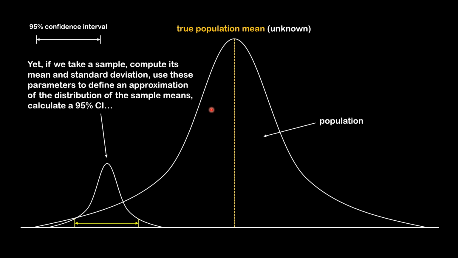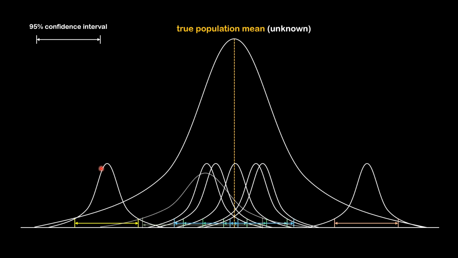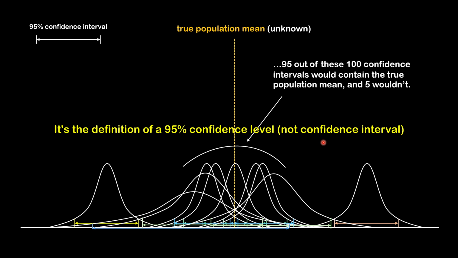And yet, if we take a sample, compute its mean, its standard deviation, and use these parameters to define an approximation of the distribution of the sample means, and then calculate a 95% confidence interval for this particular sample, and then we repeat the process 100 times, then 95 out of these 100 confidence intervals that we calculated would contain the true population mean, and 5 wouldn't. That's the definition of a 95% confidence interval.